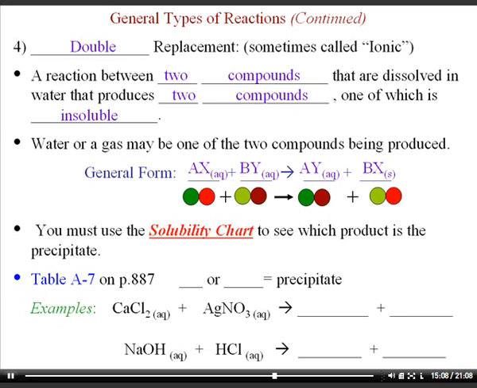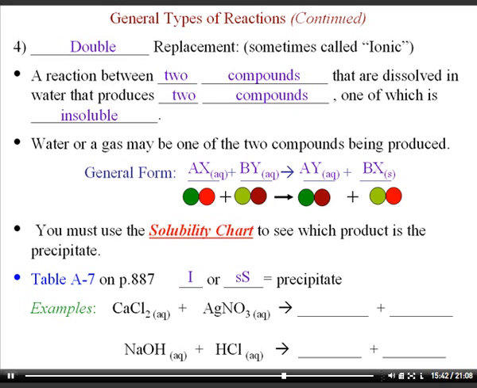Now, you must use the solubility chart to see which product is the precipitate. The solubility chart is a table in our textbook on page 887, and it has little letters in a table which indicate which substance does not dissolve in water or which substance does dissolve. So capital I means insoluble, or the little SS means it's slightly soluble. For our examples, we're going to consider it to be the precipitate. The other letters that are in this table, which I don't have a picture of in this presentation, but the students get a copy of it.